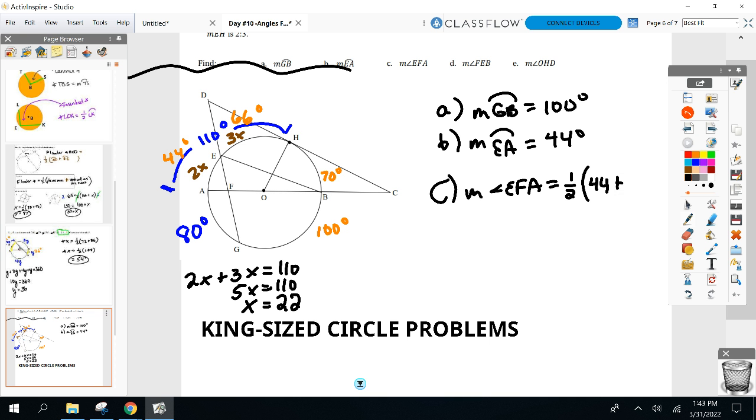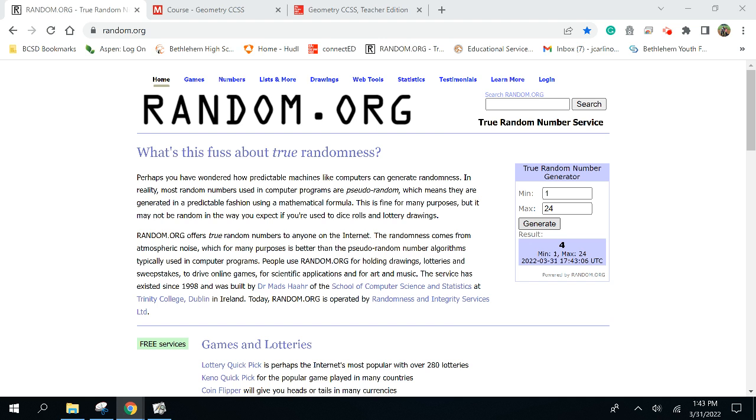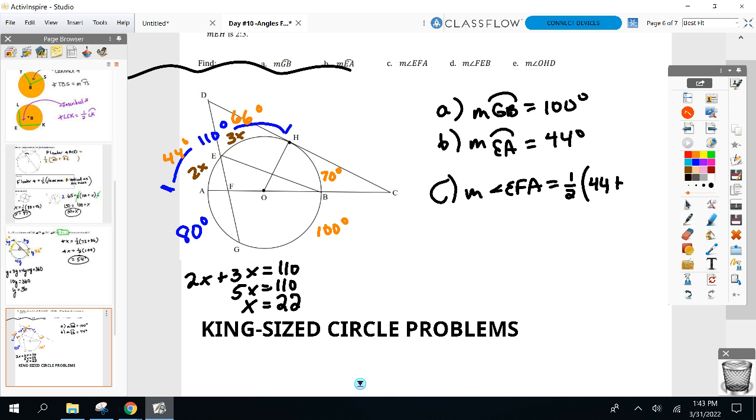Plus, now look at its vertical angle. What arc belongs to that? 100. There it is, everyone. Good work. So half of 144 is 72. I would also recommend putting it in your diagram, because you never know. In the next parts you may use 72 again. I don't know in this problem, but you may.